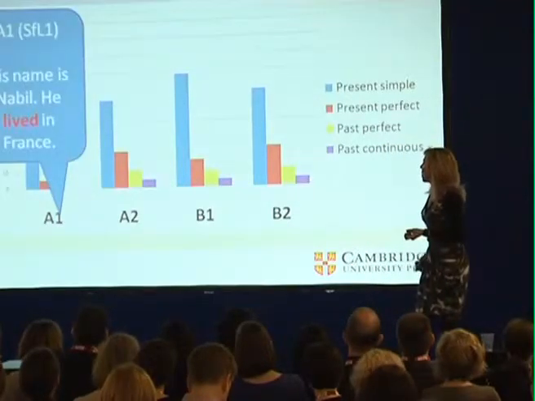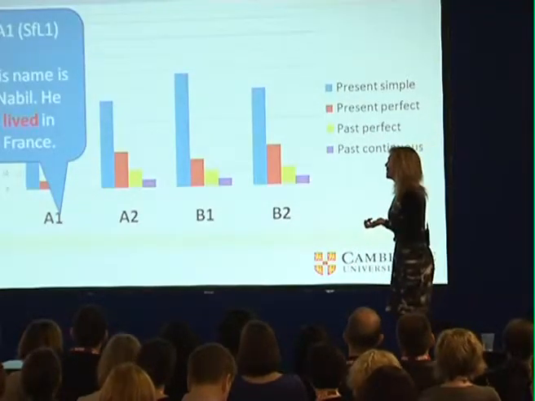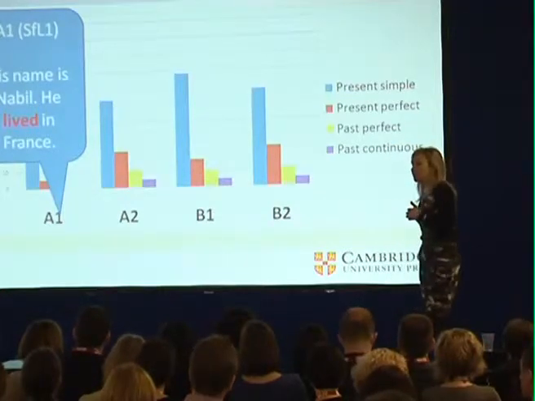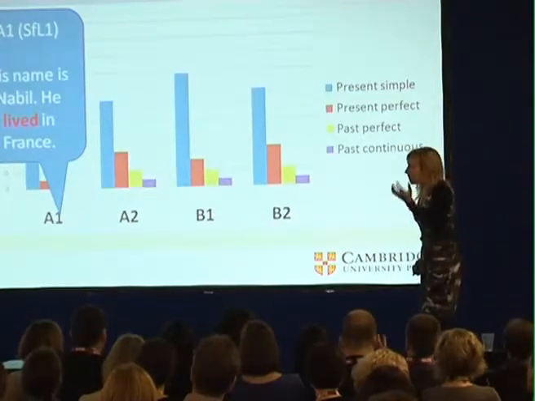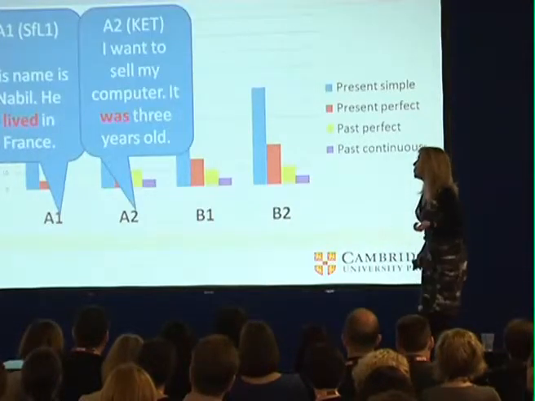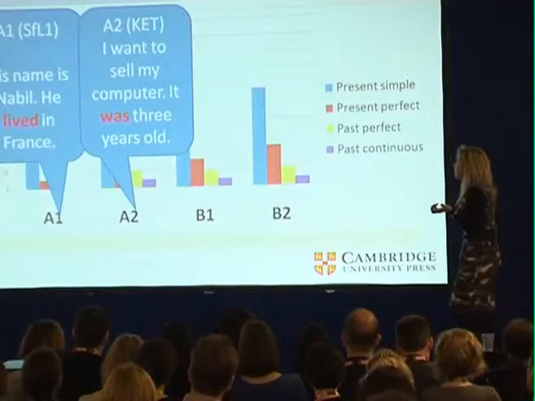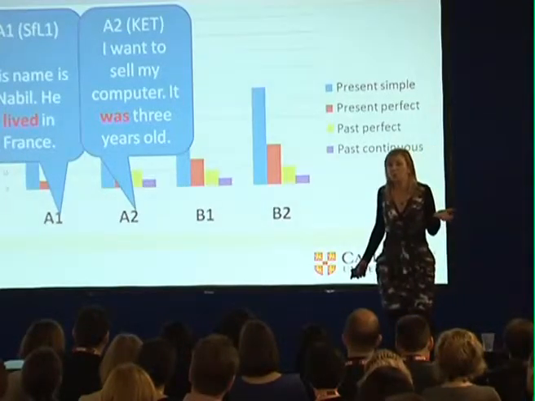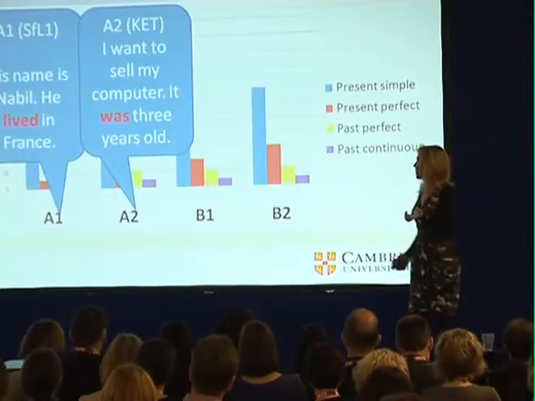So at A1, an example: his name is Nabil. He lived in France. So just a basic subject-verb example. At A2, an example: I want to sell my computer. It was 3 years old. So they should have used the simple there, simple present.